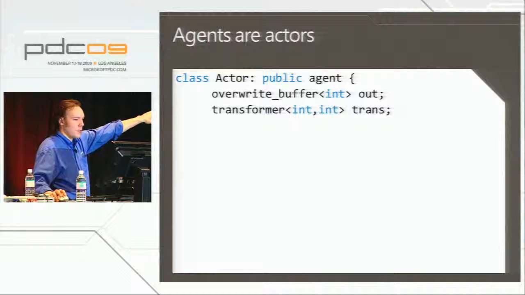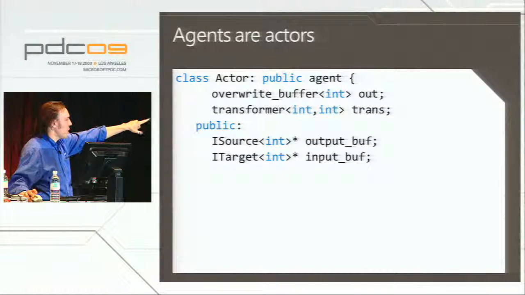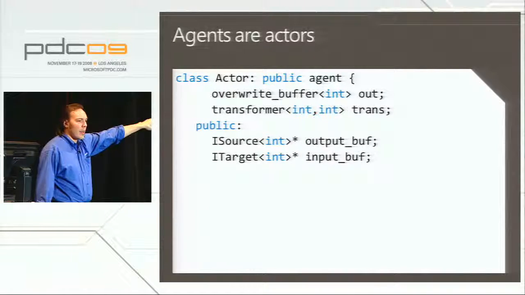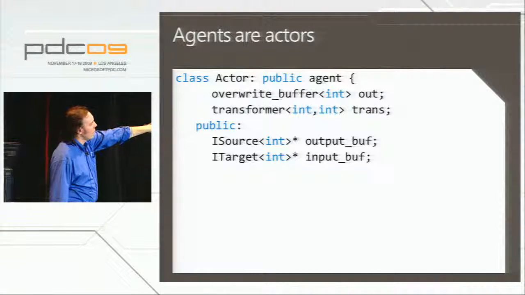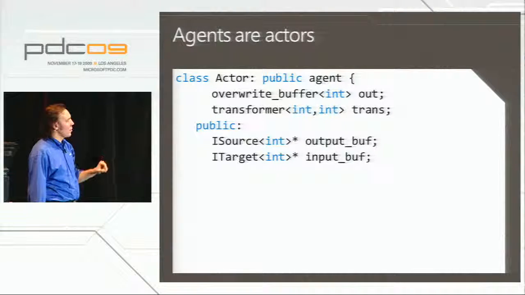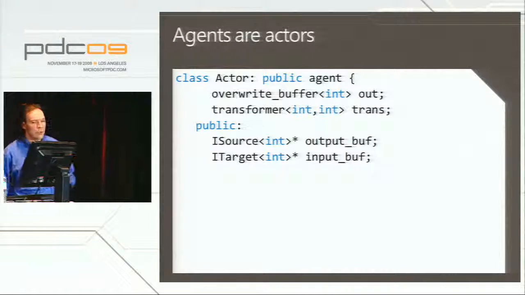I've got a transformer and output buffer. I'm only going to expose sources and targets. So iSource is the base class. So I can actually take an iSource. It's not a COM object. And I can actually hook that up to the transformer, and I can actually take an iTarget and hook that up to the overwrite buffer.